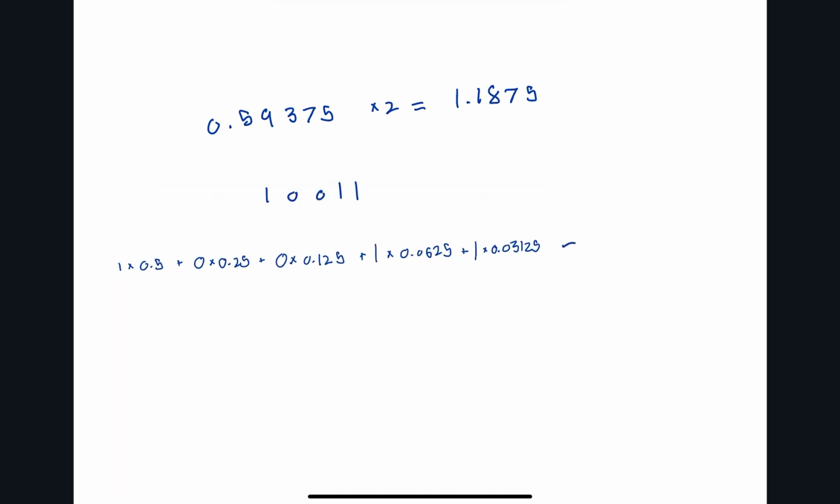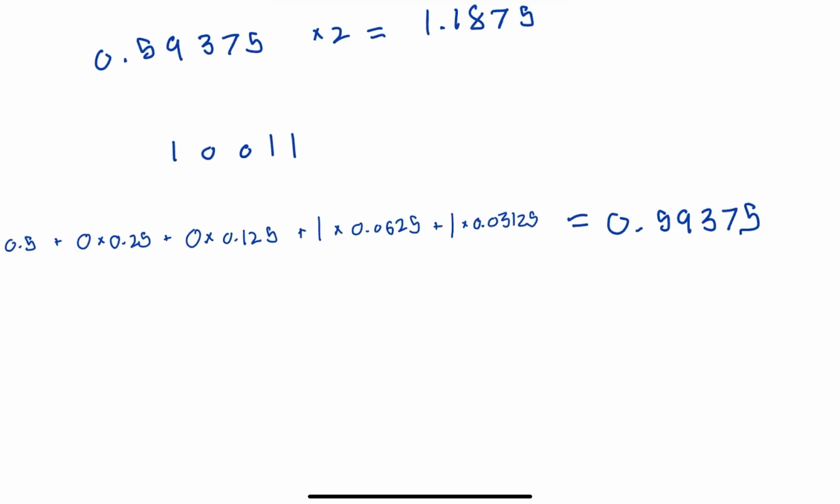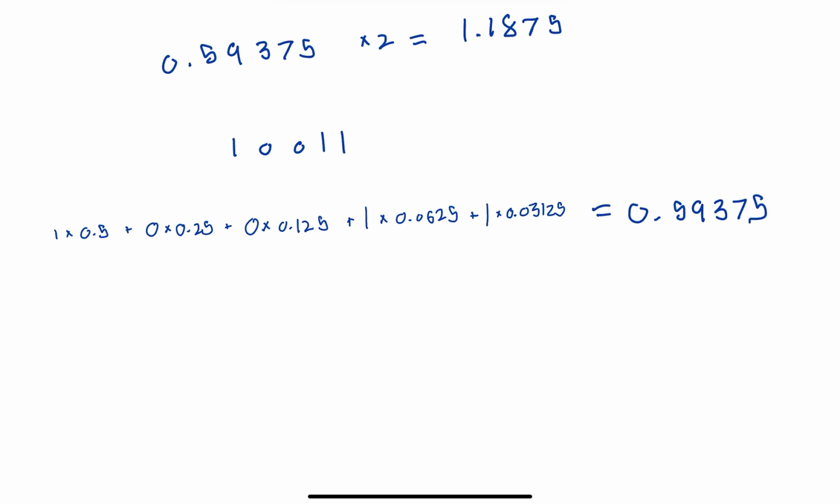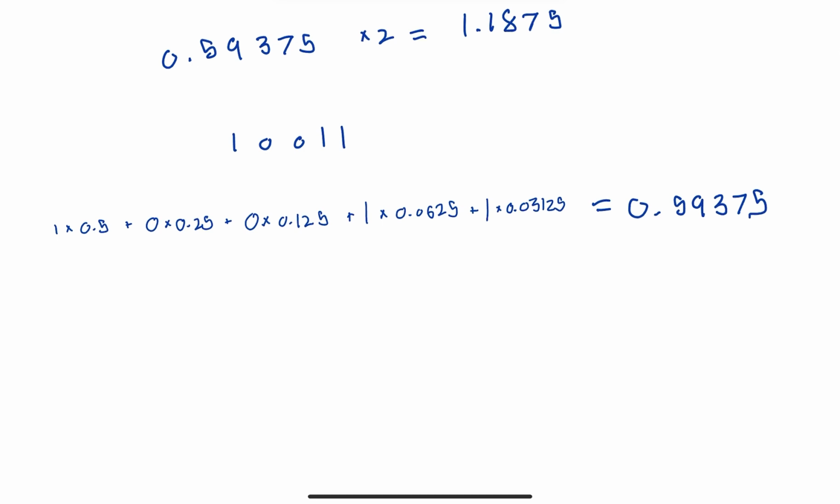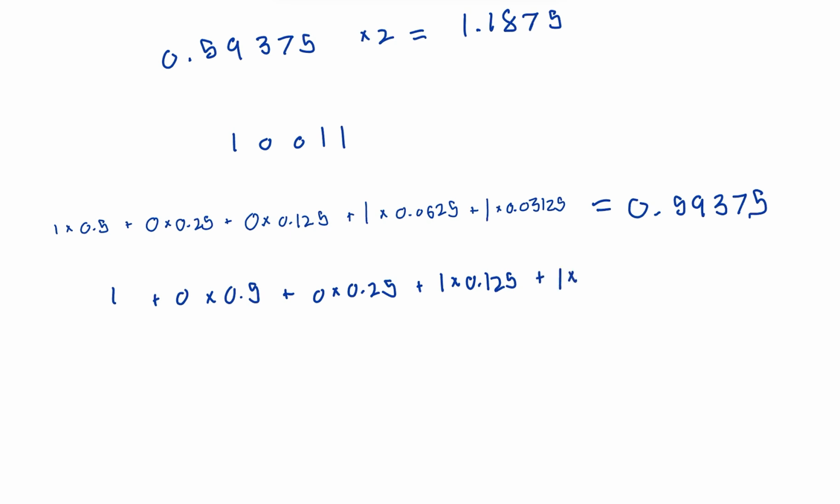Okay, so this is the binary representation for 0.59375. Now, let's see what we did for the algorithm. We multiplied everything by 2. Okay, so multiplying this by 2, we get 1 plus 0 times 0.5 plus 0 times 0.25 plus 1 times 0.125 plus 1 times 0.0625, and that would equal our 1.1875.